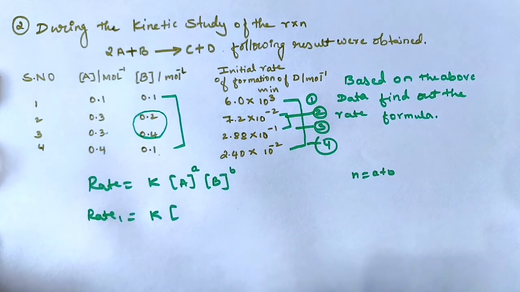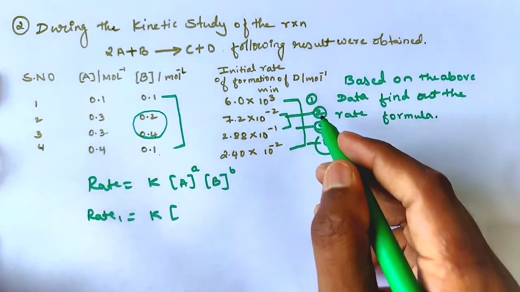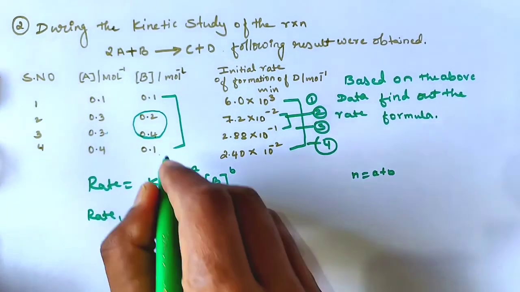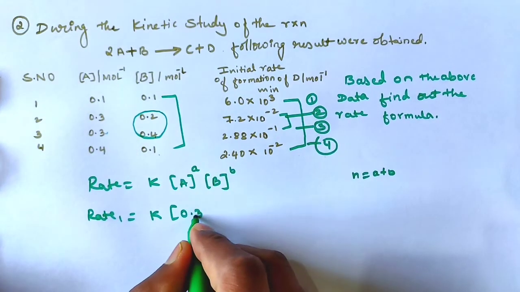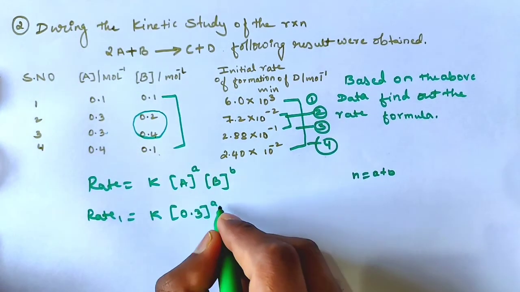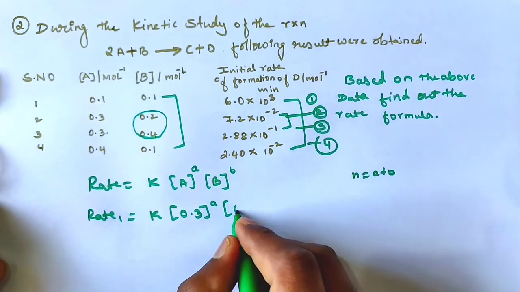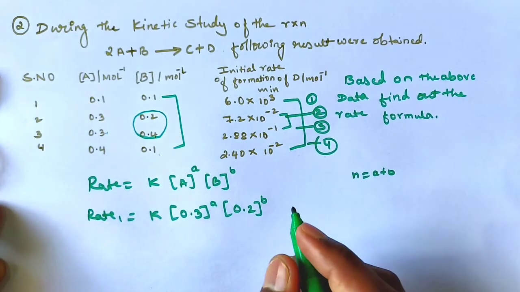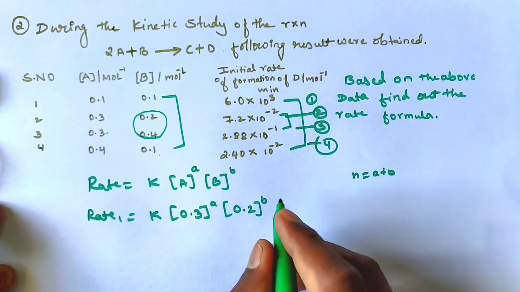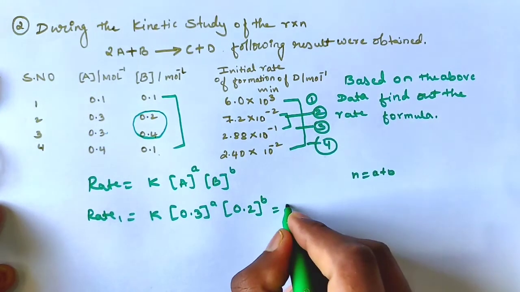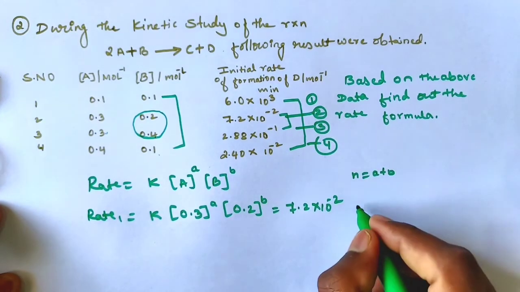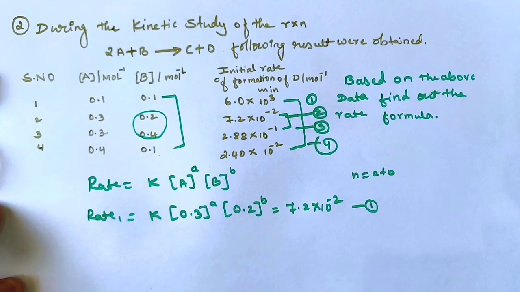We can divide the second with the third equation. So we'll write this equation, rate 1 and rate 2, then we can divide. So concentration of A is 0.3 to the power of a and concentration of B is 0.2 to the power of b. That is equal to 7.2 into 10 to the power of minus 2. So consider this is equation 1.